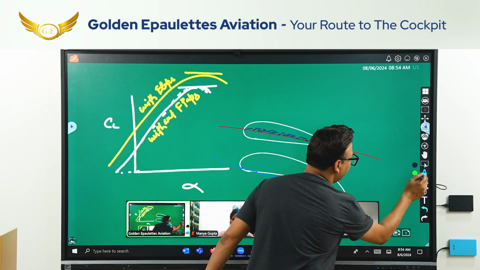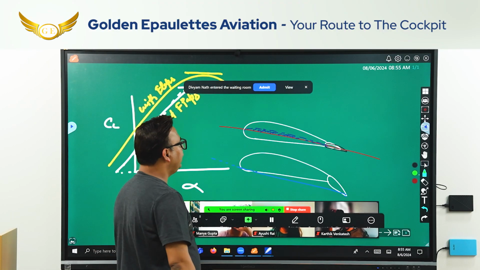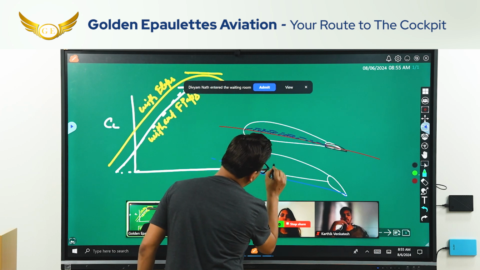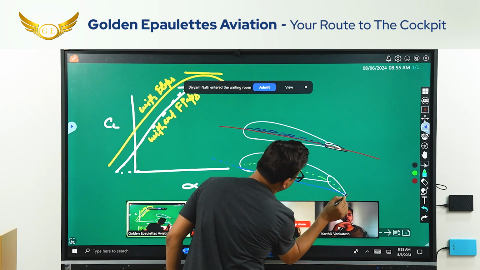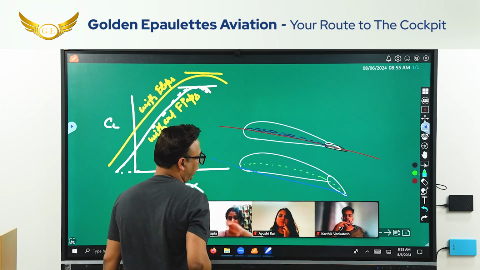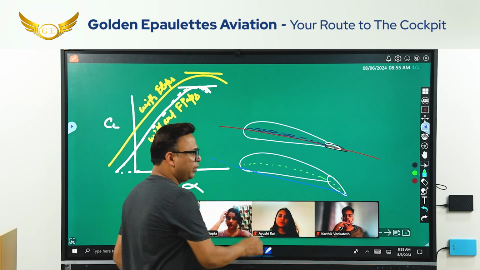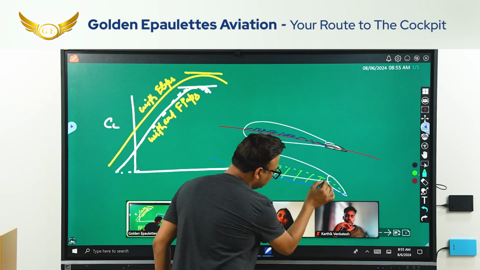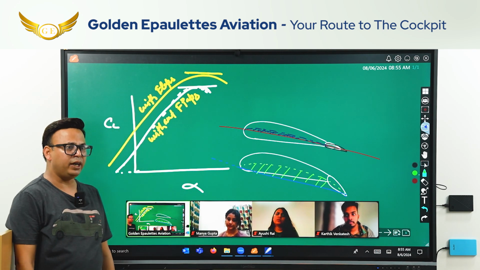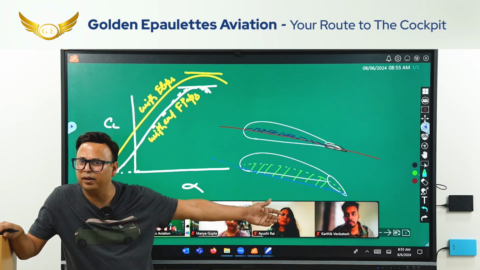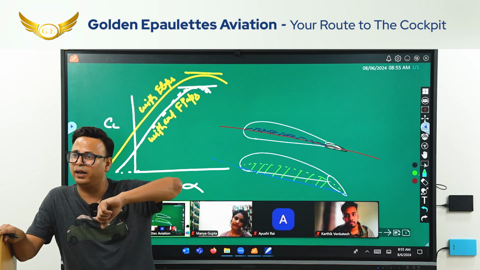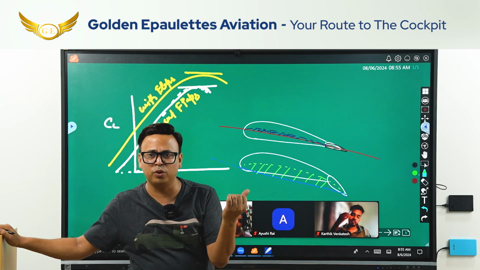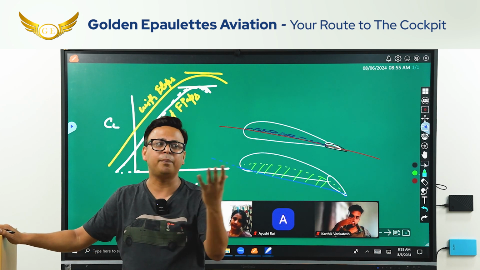Now let me draw the mean camber. A line joining leading edge to trailing edge, dividing the aerofoil into two equal halves. Okay, so this is a mean camber line. Now this area, the entire section is your camber. So by deploying flaps, what happens to camber? Camber increases. And tell me, if your camber is more, area is more, thickness is more, what happens to the lift?